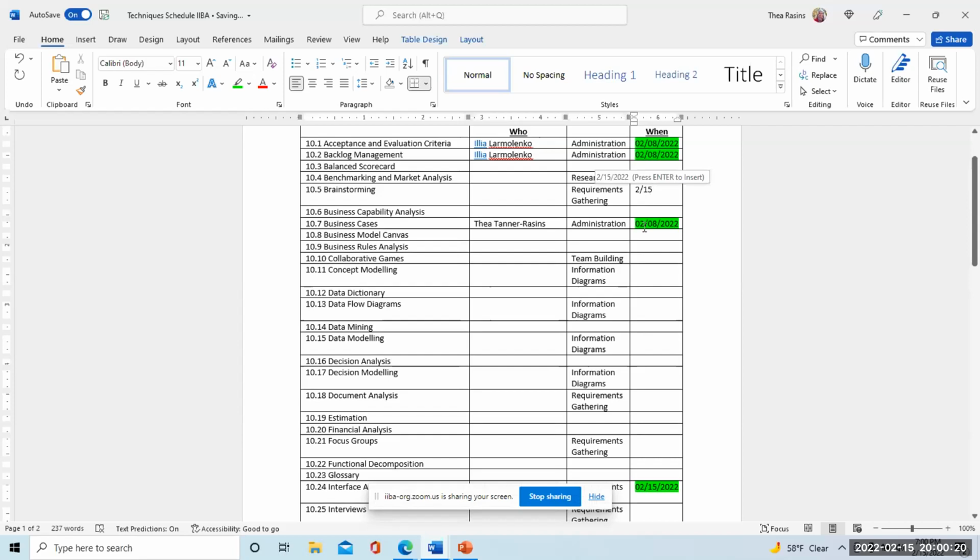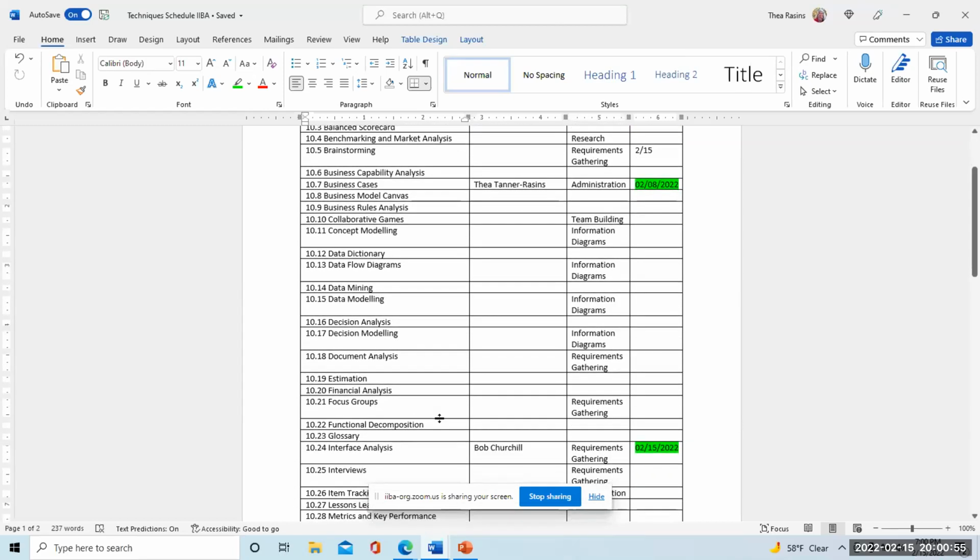Today's the 15th. Okay. Business capability analysis, business model canvas, business rule analysis, collaborative games. That's a fun one to do. Even somebody who doesn't have experience could do that one. Concept modeling, data dictionary, data flow diagrams, data mining, data modeling, decision analysis, decision modeling, document analysis, estimation. Anybody who's done project management probably knows estimation. Financial analysis, focus groups, functional decomposition, glossary. Anybody want anything on that page? I'll go to the next page.